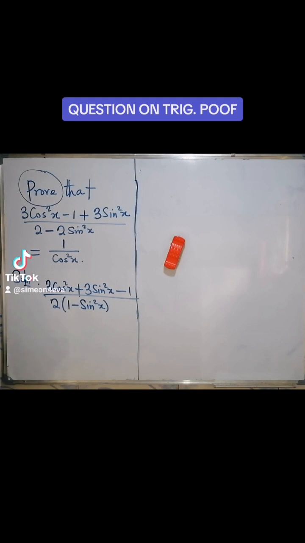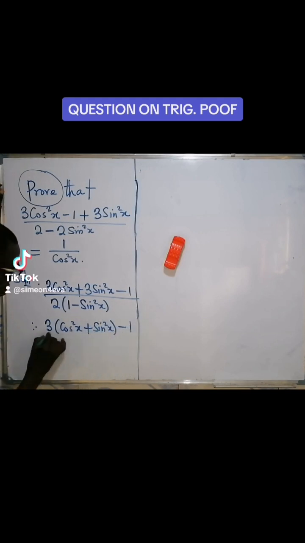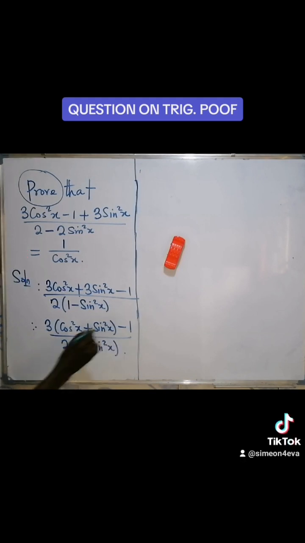I believe this is clear. Now, look at this. We can do the same thing for this. 3 is common. What is left here? Cos square x plus sine square x, minus 1 over 2, 1 minus sine square x.